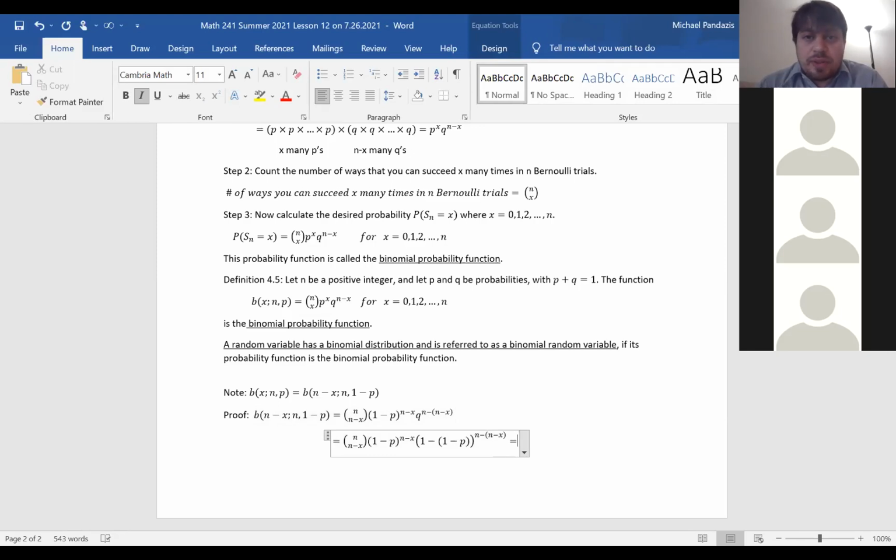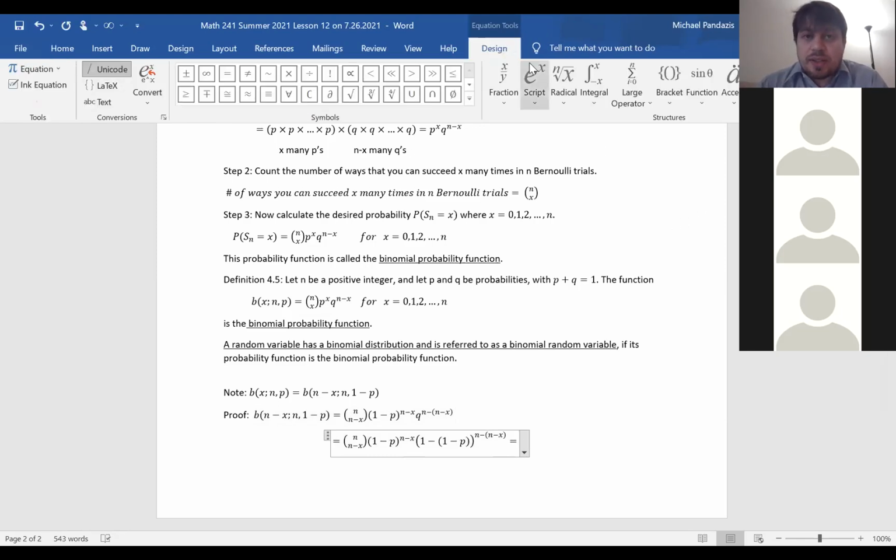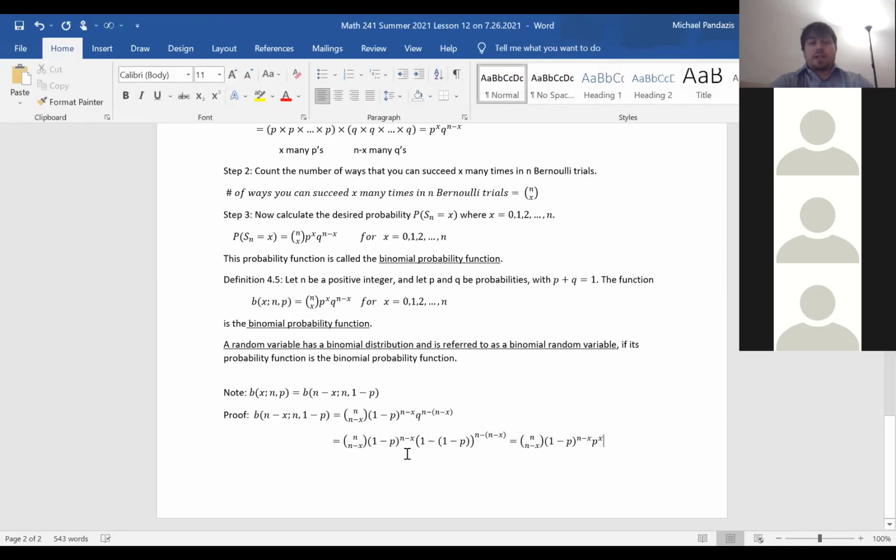Well, then that's equal to n choose x, I mean, n choose n minus x, times 1 minus p raised to the n minus x. Then 1 minus, in parentheses, 1 minus p, you distribute the negative sign, so it's 1 minus 1 plus p. So you get p raised to the n minus x. It's n minus n plus x. You get p to the x there. And so now you have this.